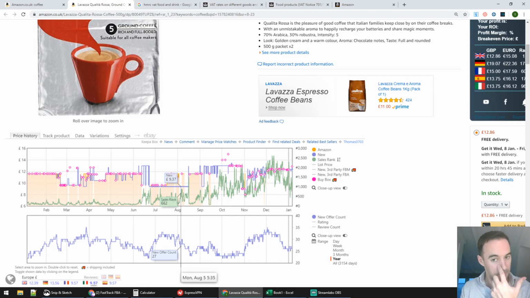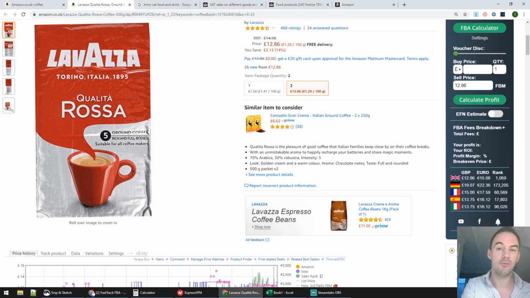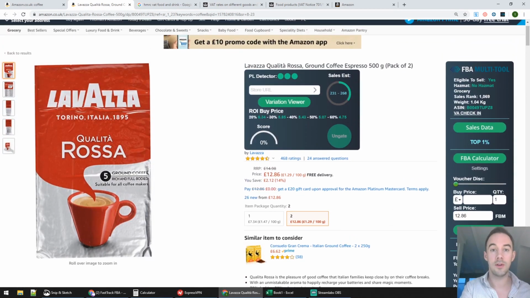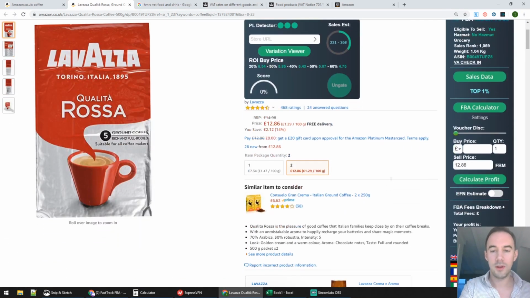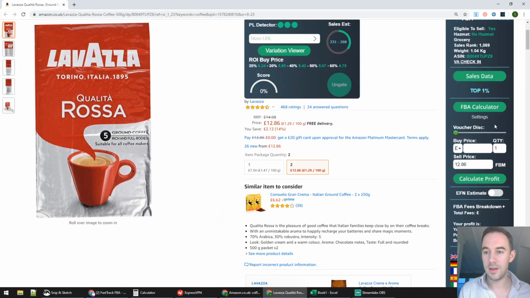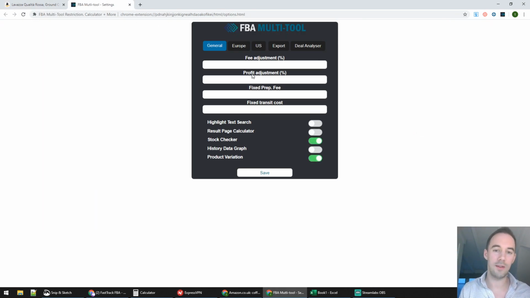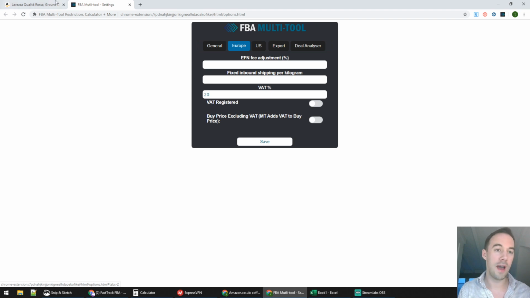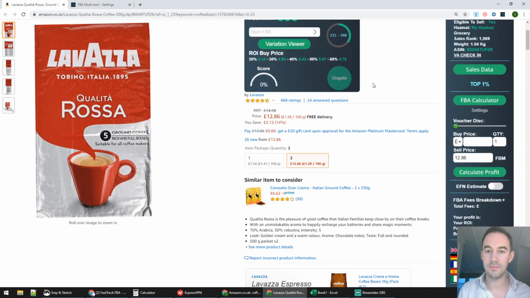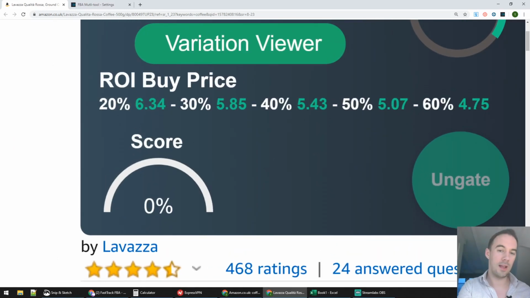And it depends. So I'm going to have a look and say, this potentially is a product we might reverse source, and I'll talk about that in a bit. But the one thing I just want to show you here, and if I pull this out, is that right now, when I check my settings on FBA multi-tool, I've got no prep and no VAT settings set. So right now, for me to buy this product, and I'll zoom in up here, it's saying if I want to achieve a 30% ROI, I need to pay £5.85.